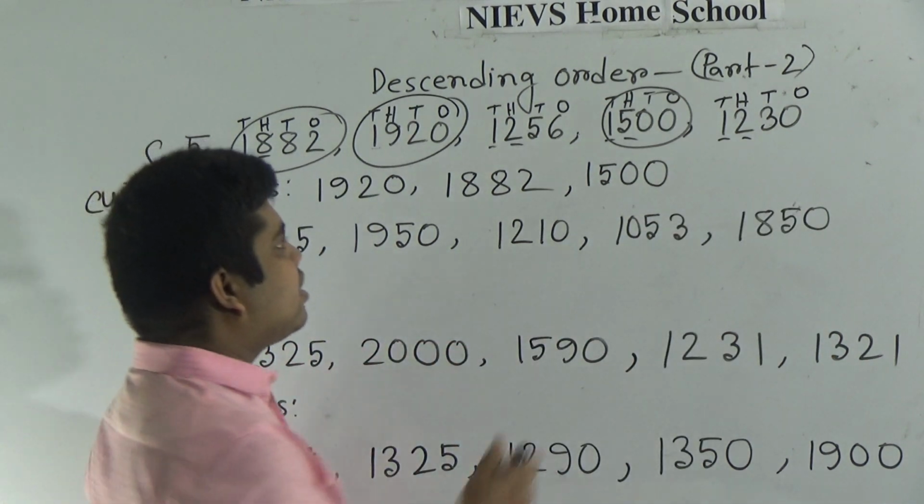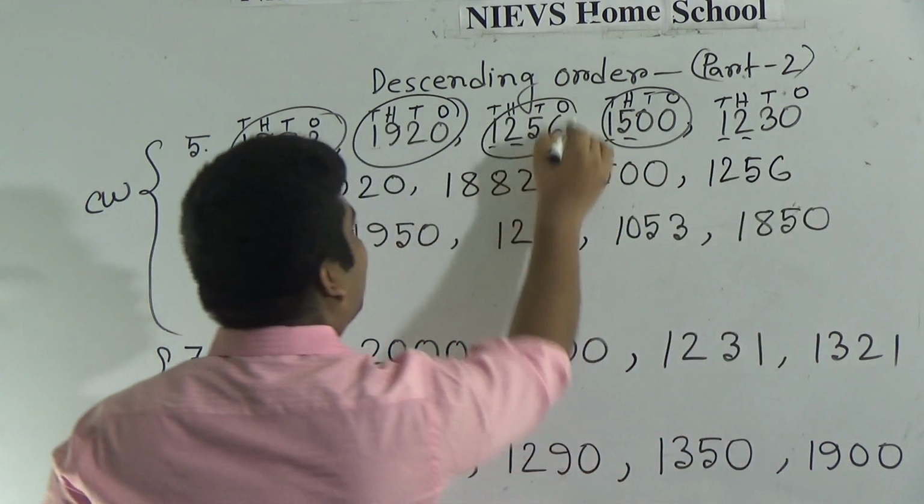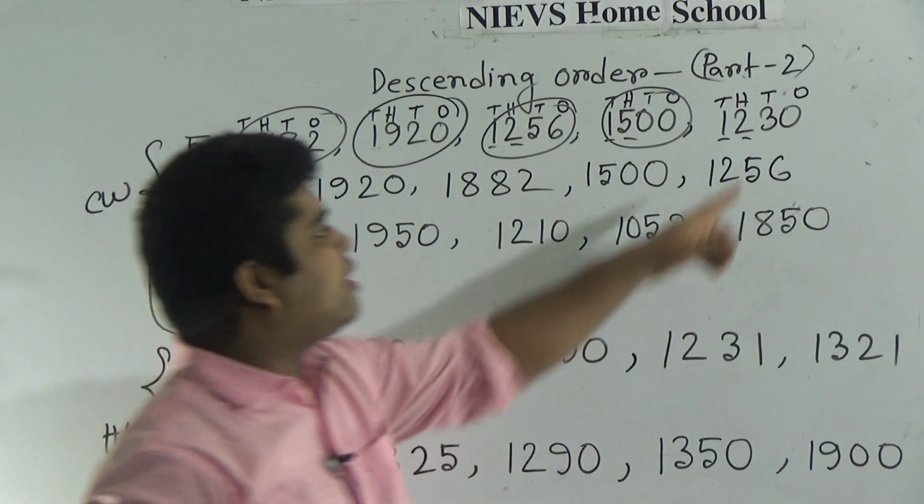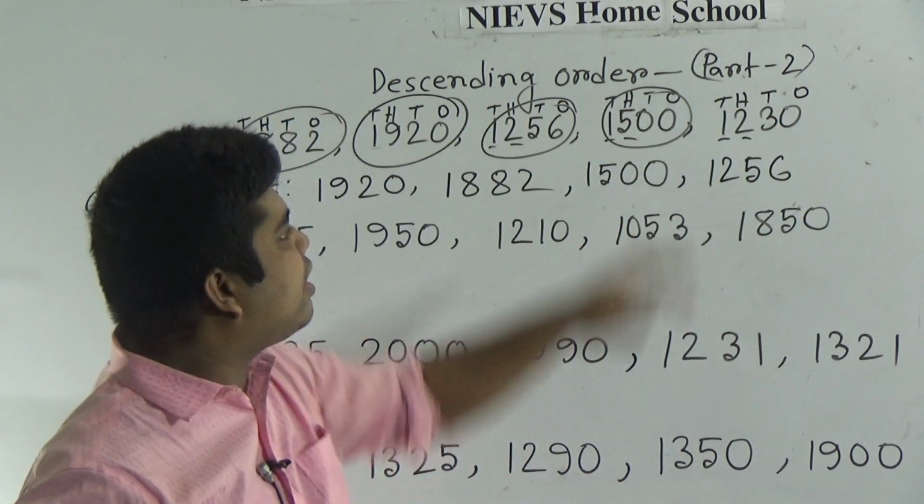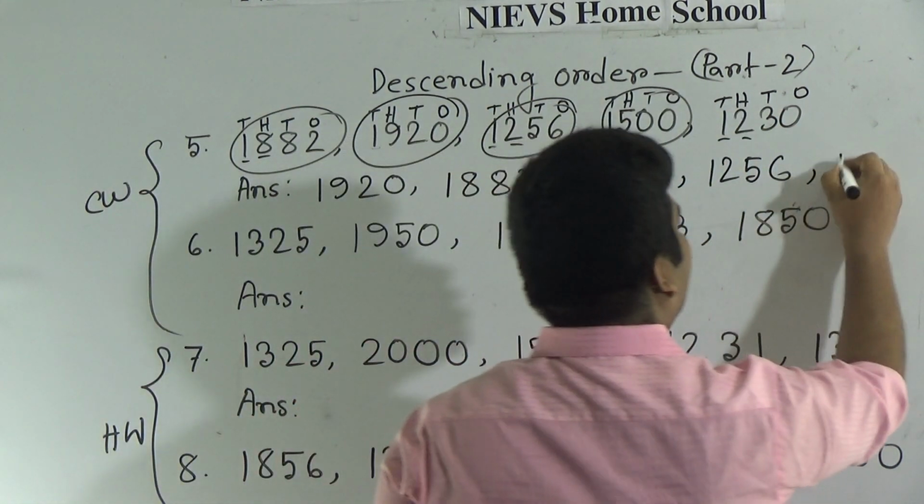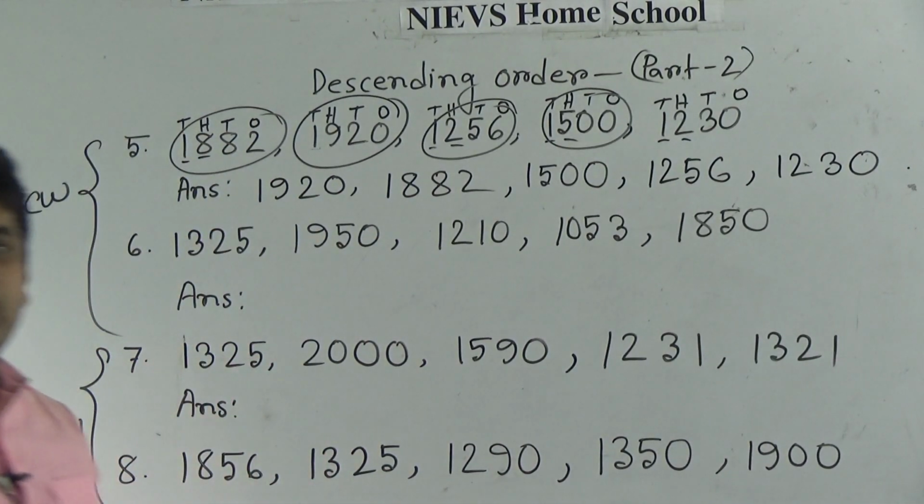So we write 1256, this one is done, and which number is left? This number. So this is the smallest number among the whole numbers. So we write 1230 at last. I hope you have understood.